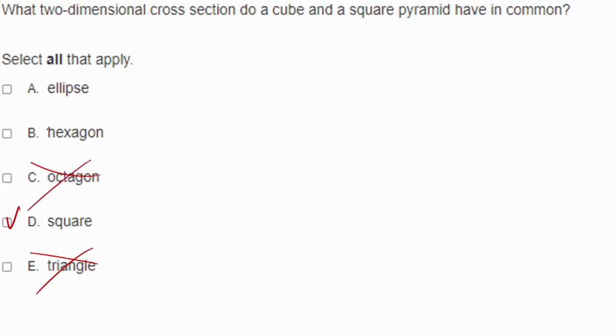Triangle's wrong, octagon's wrong, hexagon's wrong, ellipse is wrong. The only one we need to know is that square pyramid. Or the square, sorry.